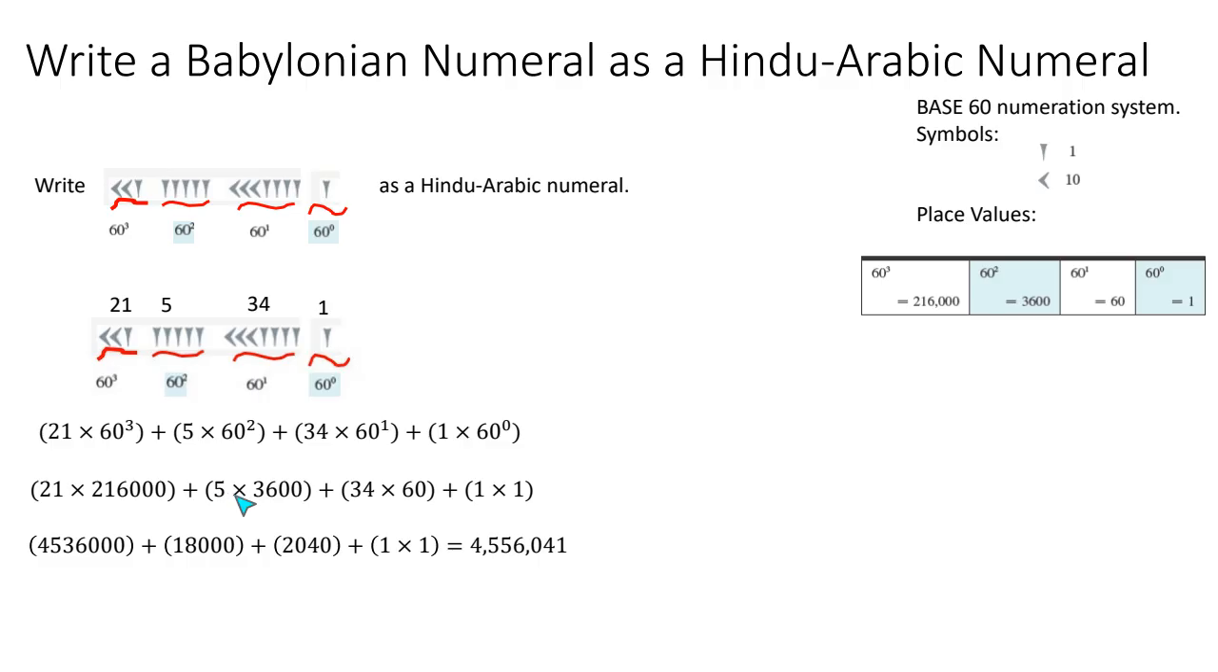4,536,000. And 5 times 3,600 is 18,000. 34 times 60 is 2,040. And 1 times 1 is 1. So if we add all of this together, then this is our answer. Okay. So that is how we convert from Babylonian to our number system.